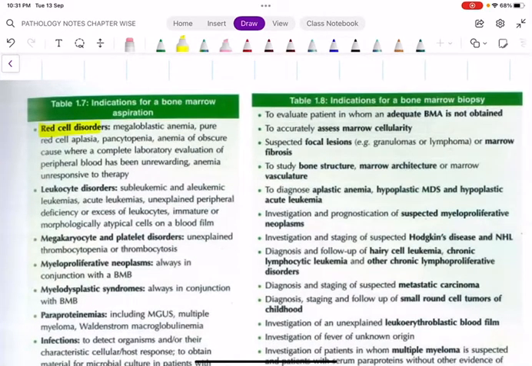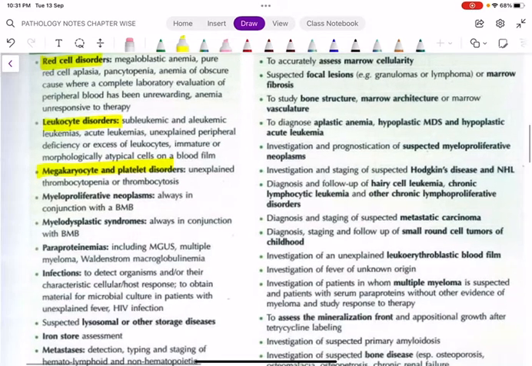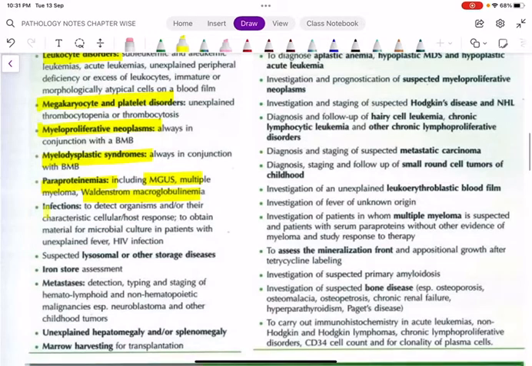Red cell disorders, almost all red cell disorders except aplastic anemia. Leukocyte disorders, almost all leukemias except hairy cell leukemia. Megakaryocyte platelet disorders, myeloproliferative neoplasms except primary myelofibrosis. Myelodysplastic syndrome, paraproteinemias like multiple myeloma, Waldenstrom macroglobulinemia, monoclonal gammopathy of undetermined significance. All infections. Whereas in focal lesions, you will prefer bone marrow biopsy.